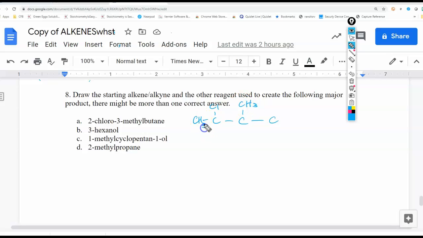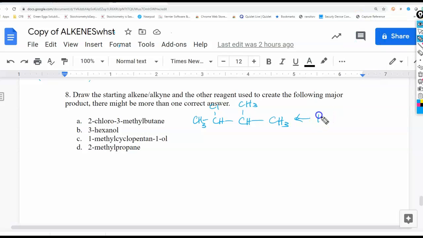And this is what this looks like, just like this, H here, and H here, and a CH3 here. That's what that is. And so that means that we would have had this as the following major product. So I would guess that what we had that came from this was probably an HCl. And now there might be more than one correct answer.